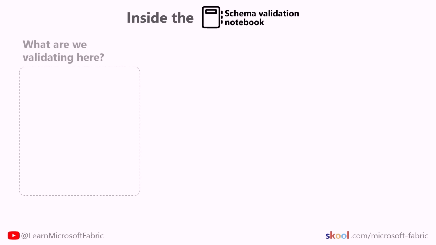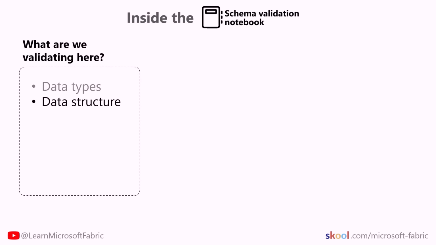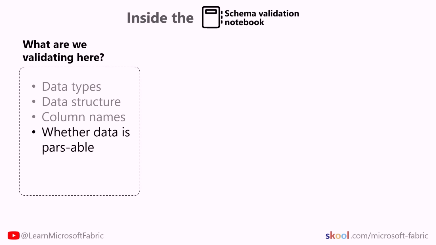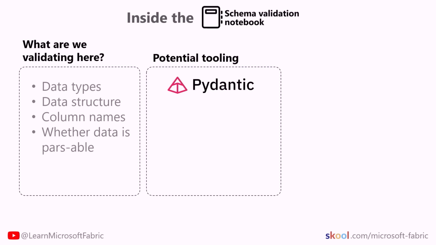So what's going on inside this schema validation notebook? Well, we want to validate that the data types are correct, that the data structure is as we expect, and the column names are as we expect as well. We also want to validate whether the data is parsable. Can we actually parse the data that has been given to us? Because if we can't validate all of these four things, then that load into the raw zone is not going to work. Now, there's a few different tooling options available to us.